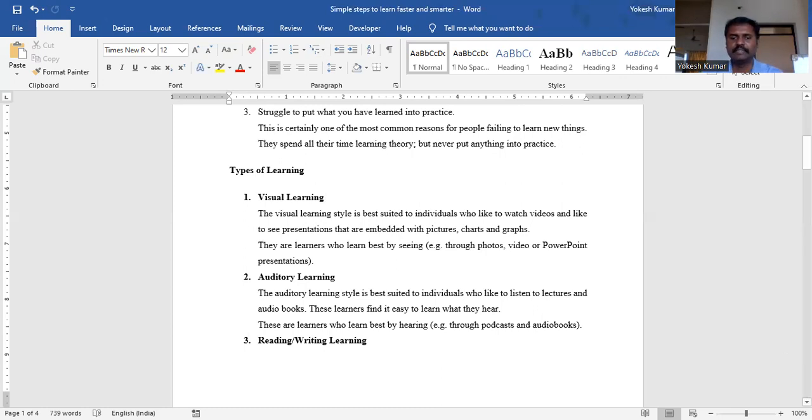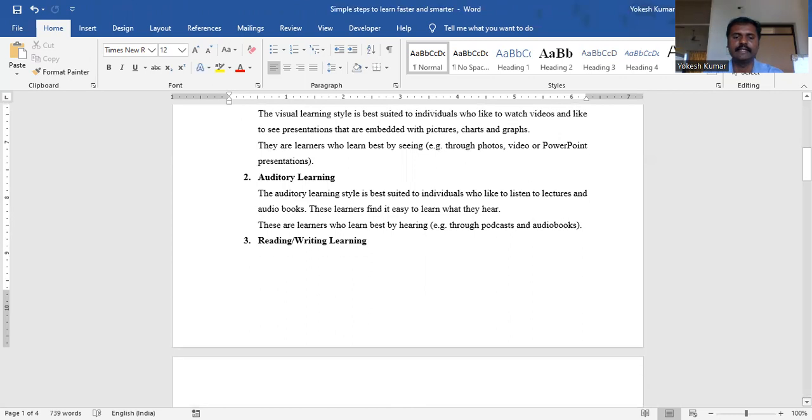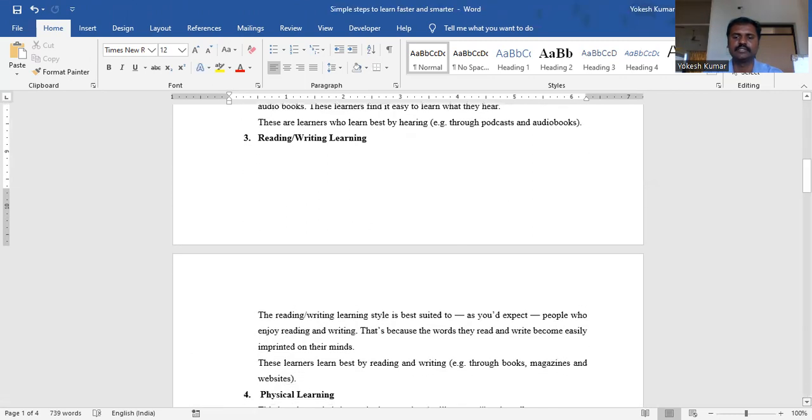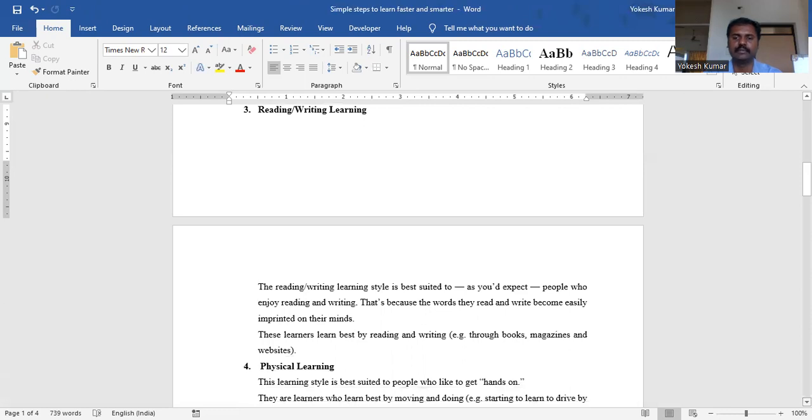And the third method is reading and writing learning. This is the best method, suited for someone who likes reading and writing. They'll write something on paper, and they'll read it again, and they'll learn the things written in the contents. Okay, especially, for example, books and magazines, websites, they refer to many things, and they'll read them on a sheet of paper, and they'll record the things.